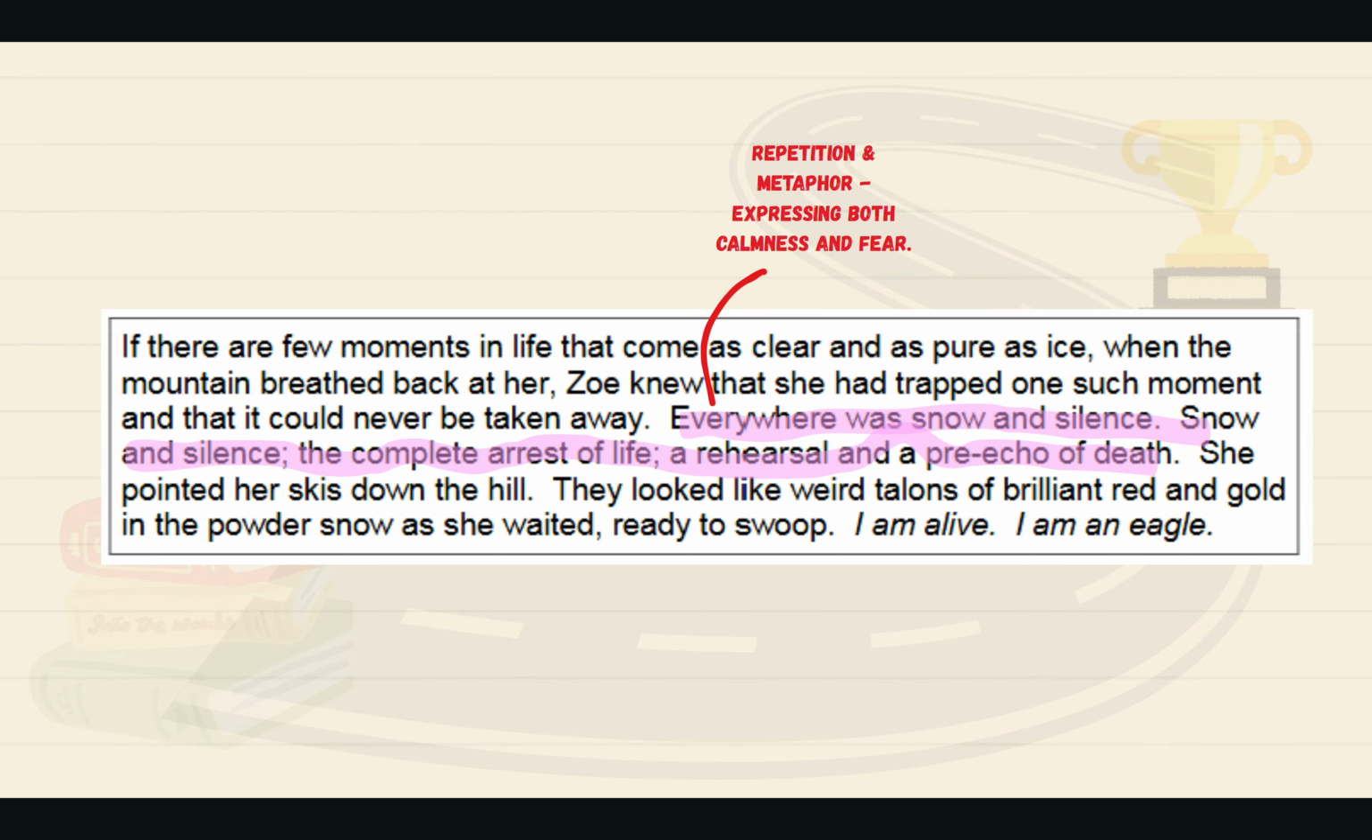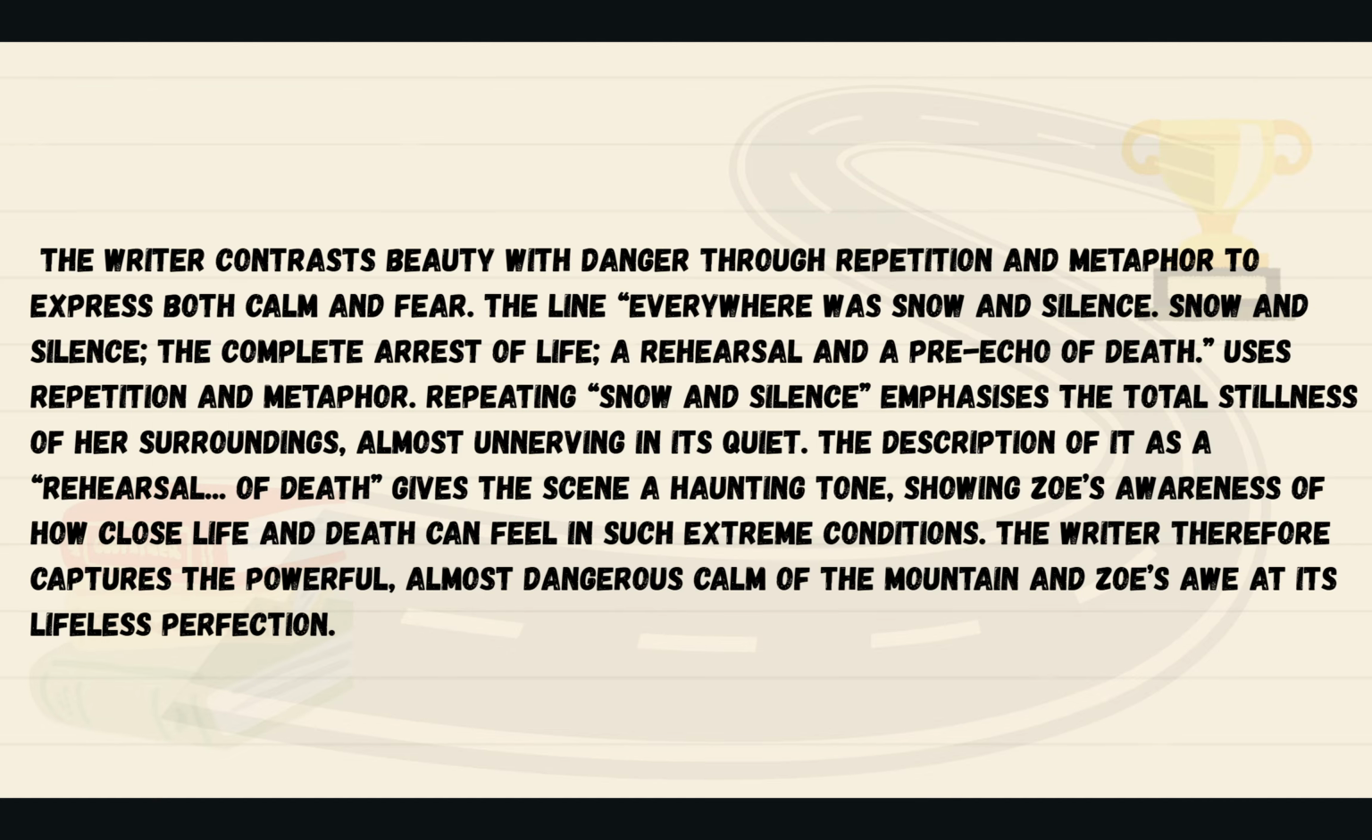The next quote I highlighted was, everywhere was snow and silence. Snow and silence, the complete arrest of life, a rehearsal and a pre-echo of death. Here's an example of repetition and metaphor, and it expresses both her calmness and her fear in the situation. This shows Zoe's stillness of her surroundings, and this shows that the scene appears both haunting and powerful. If we write this as a paragraph, it says, the writer contrasts beauty with danger through repetition and a metaphor to express both calm and fear.